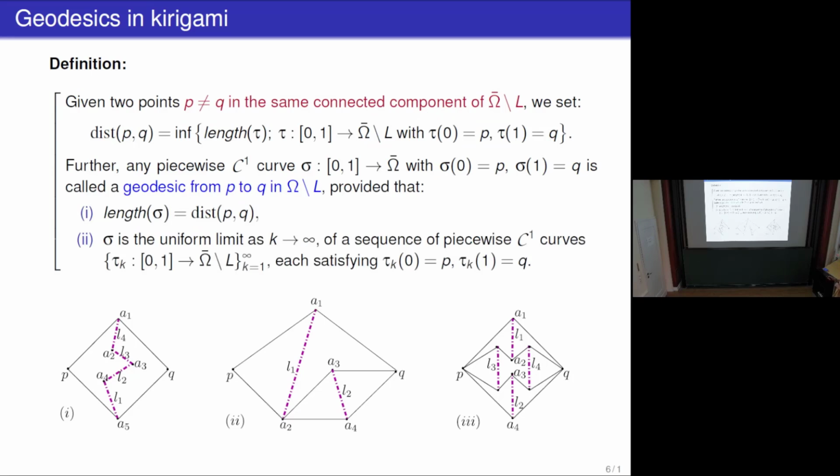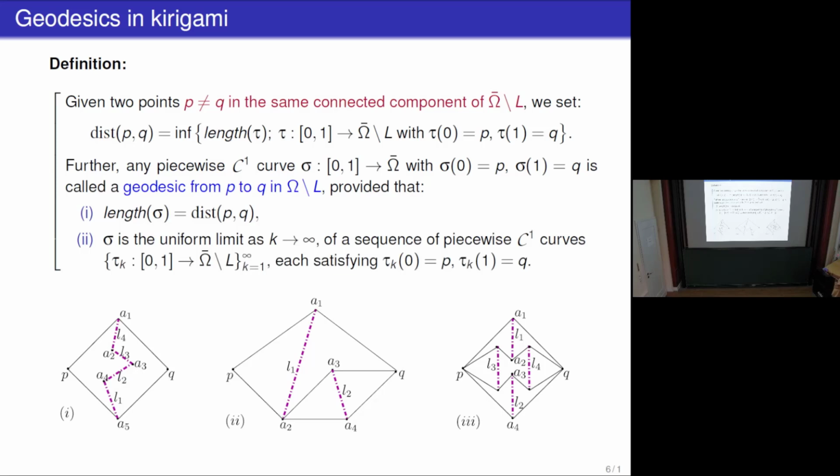Given 2 distinct points, P and Q, in the same connected component of omega minus L, right? Omega is this planar domain, and I have a set of cuts in between. Of course, the set of cuts may disconnect the domain. So let's take 2 points which are in the same connected component. Then I compute the geodesic distance between them. This is just the infimum of the length of piecewise C1 curves which start from P and end at Q, and they avoid all the cuts.